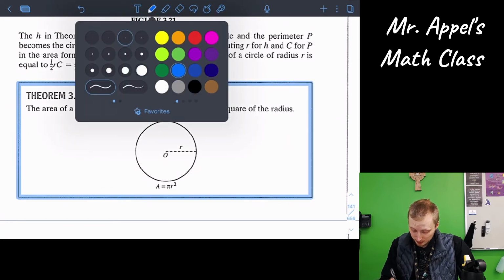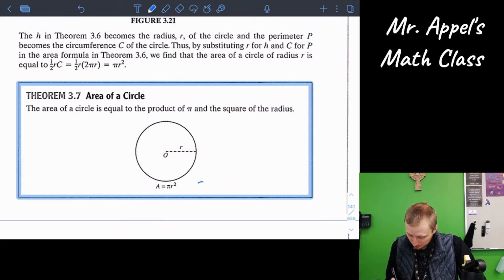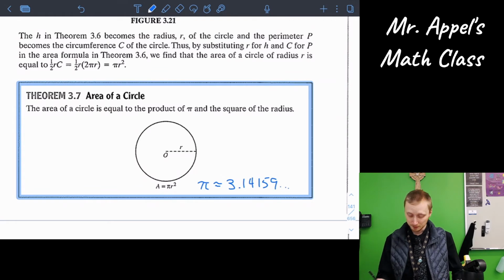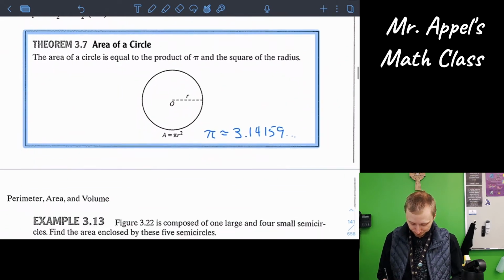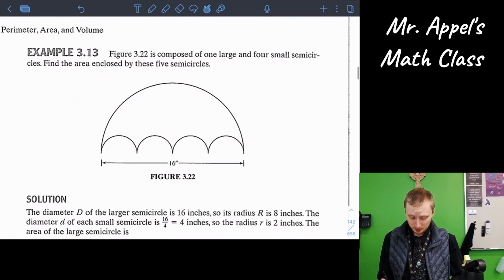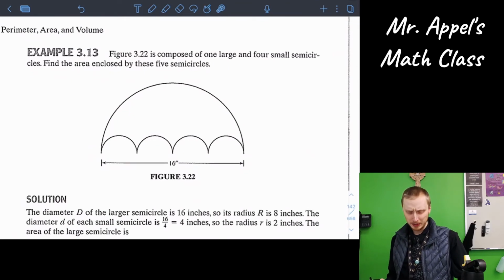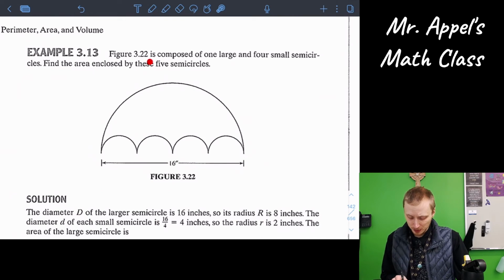And as a reminder, remember pi is that wonderful transcendental number, approximately equal to 3.14159, and so on. Let's see it in action. Right, this isn't just a circle. Ooh, they're getting more complicated on us. Figure 322 is composed of one large and four small semicircles. Find the area enclosed by these 5 semicircles.